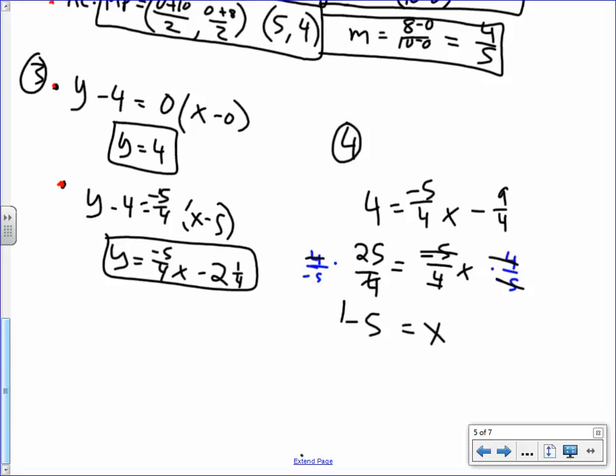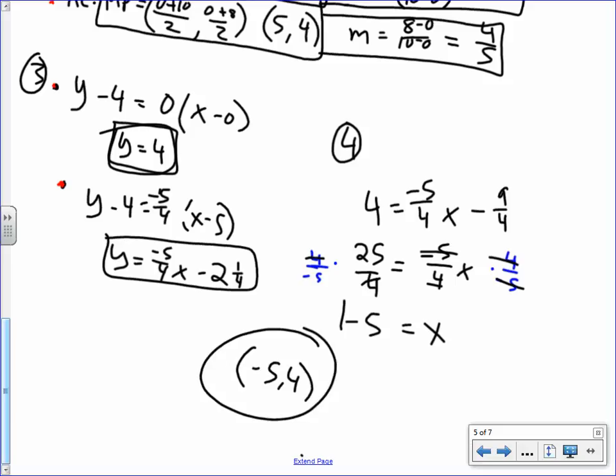That works out nicely, but that's not it. We have the negative 5 as our x, and we already have the 4 as our y over here. So we have the point, negative 5, 4, will be our circumcenter.